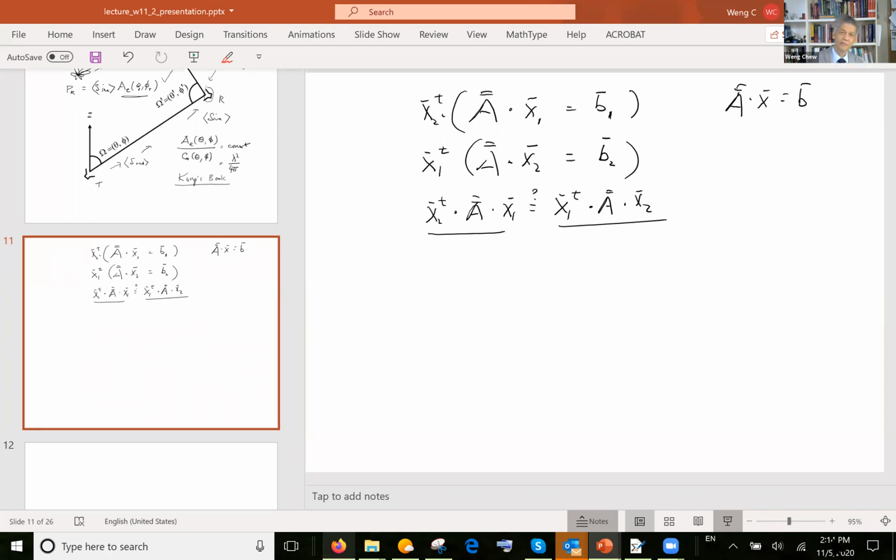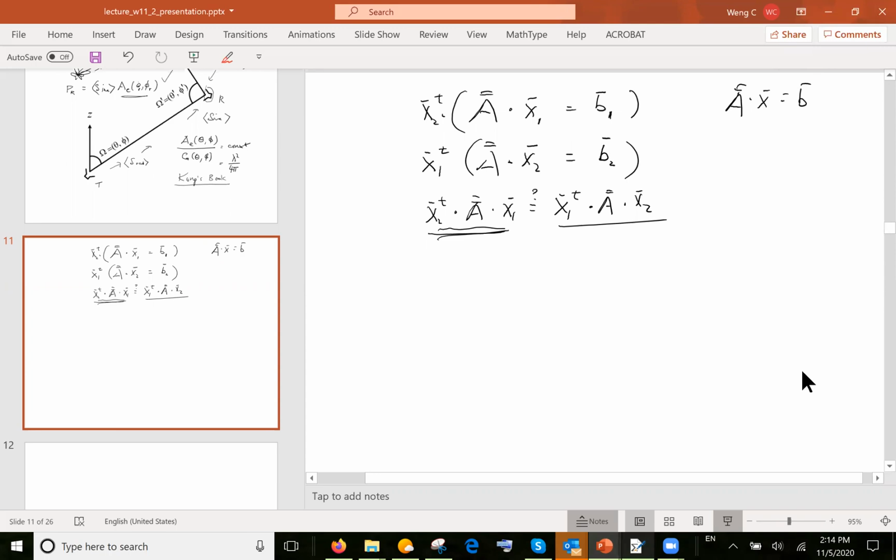What is this quantity? Is this quantity a scalar or a vector? Anybody? Scalar. A scalar. Okay, good. If it's a scalar, if you take its transpose, what does a scalar become? The same thing. Very good. So I can actually take this number, which is a scalar, and take its transpose.